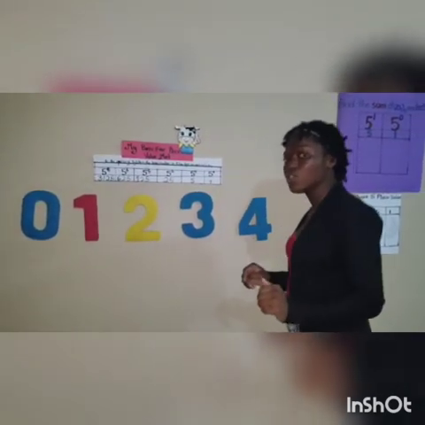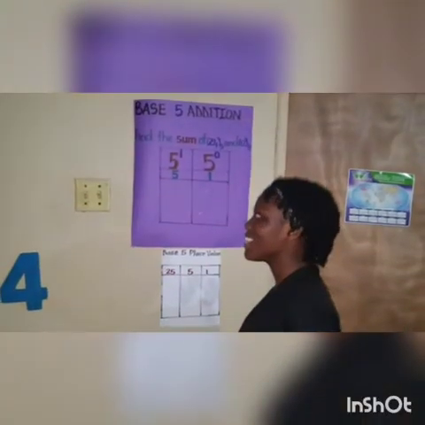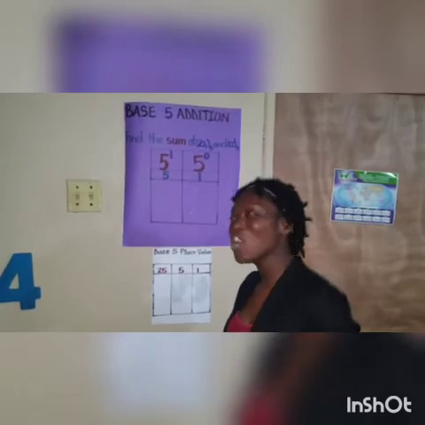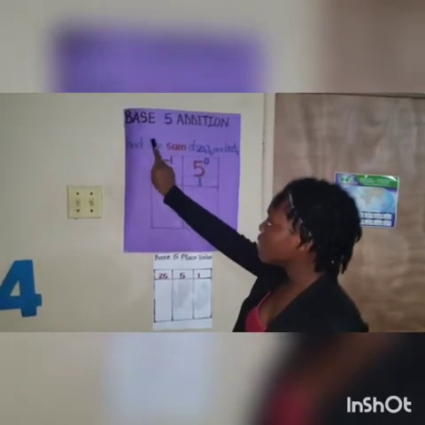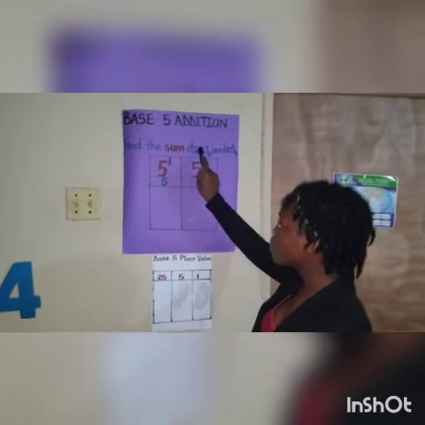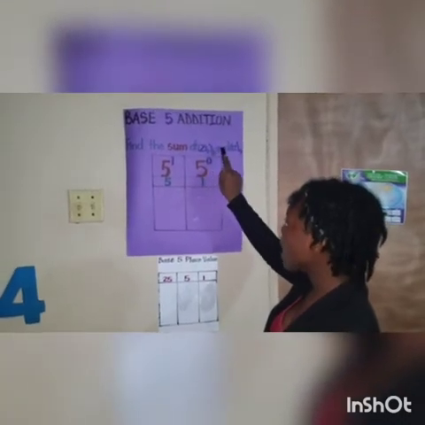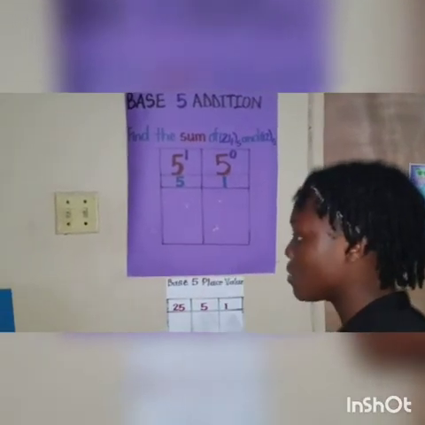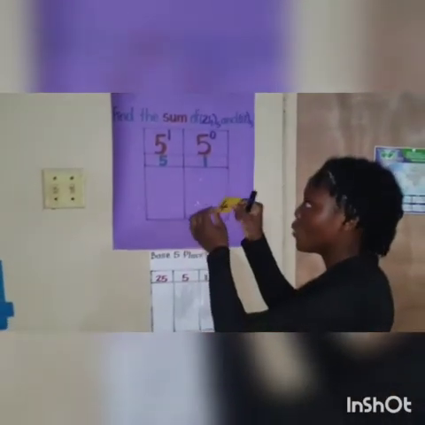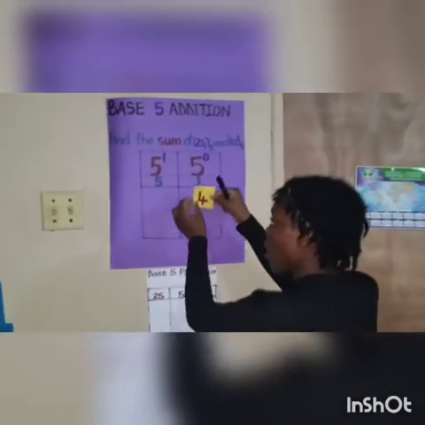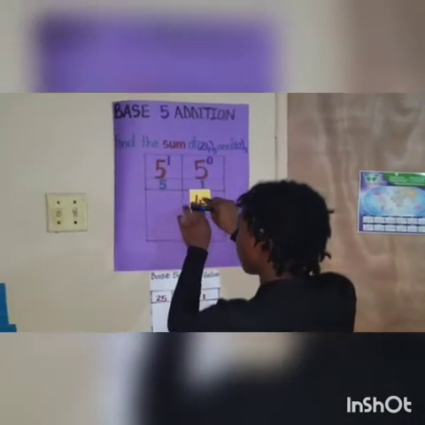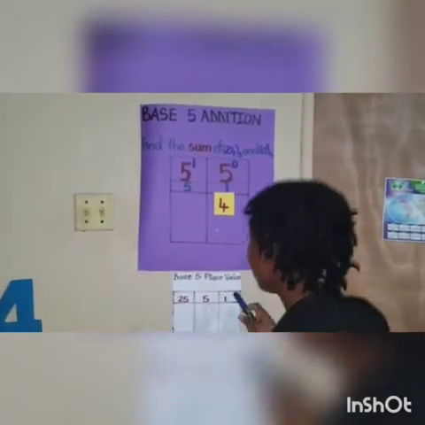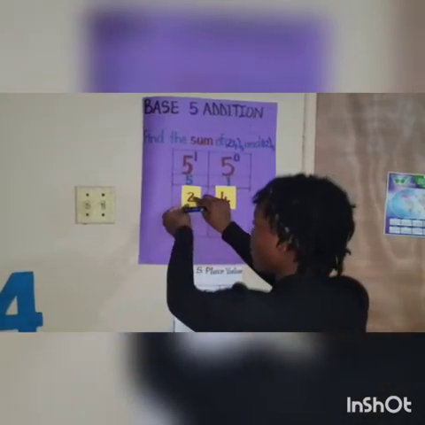Now, boys and girls, we are going to do addition using base 5. Read with me. Find the sum of 245 and 125. We're going to put the 4 down in the ones column because that is where the 4 should be, and the 2 in the 5s column.